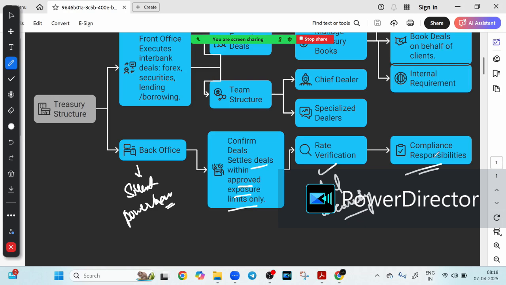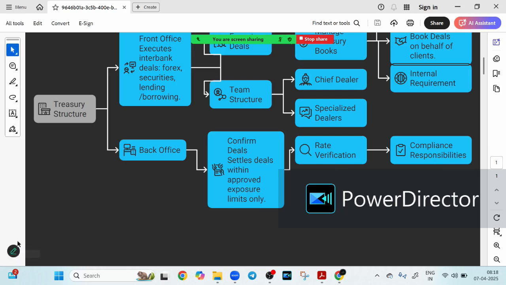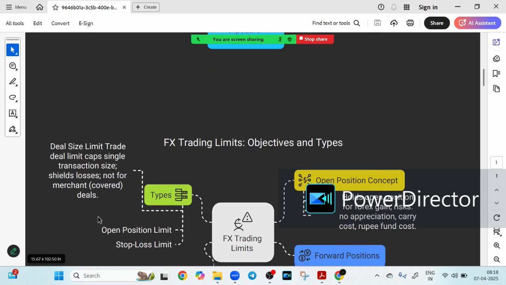So in a nutshell, we can say that the front office executes and manages the deal, while the back office confirms, settles, and ensures compliance. Together they form the core of the bank treasury operation, right? And furthermore, we have the mid office also, in addition to the front office and back office, which we are going to talk about in the latter part of this video.